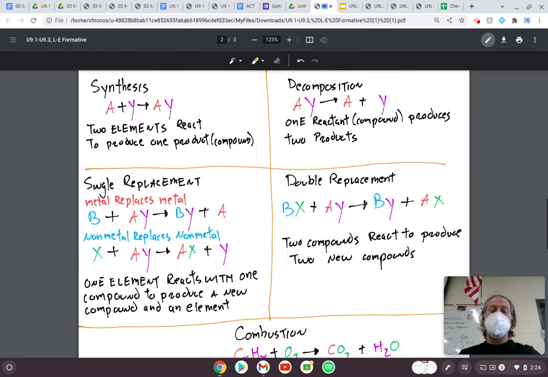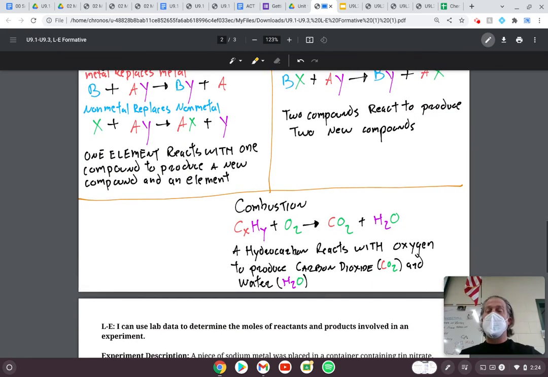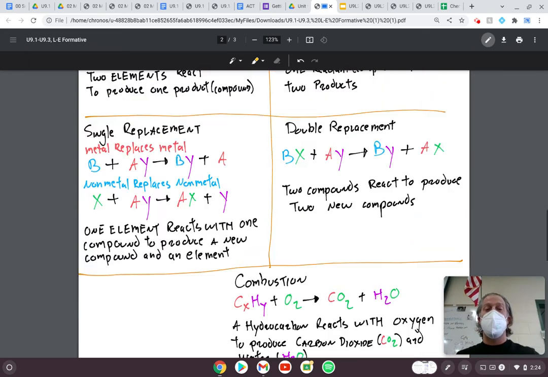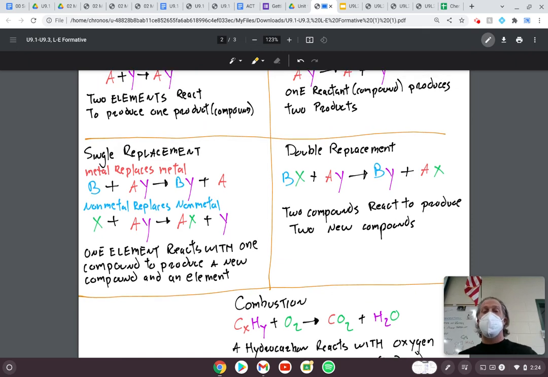Then we have the single replacement. We got 2 different types, but basically it's the same thing. You have an element reacting with a compound to produce a new compound and an element. Double replacement. You've got 2 compounds react to produce 2 new compounds. See? It's all right there. And then a combustion, a hydrocarbon reacts with oxygen to produce carbon dioxide and water. If I were you and you're struggling with this, I would make flashcards out of this situation.